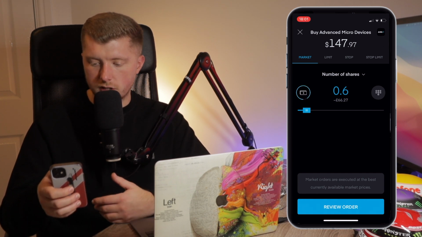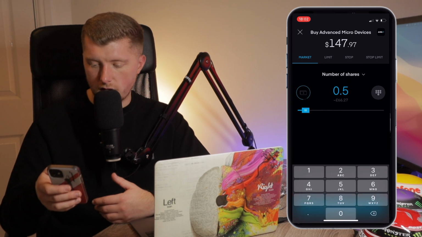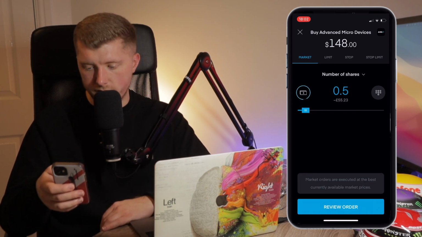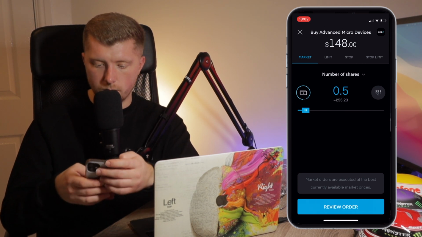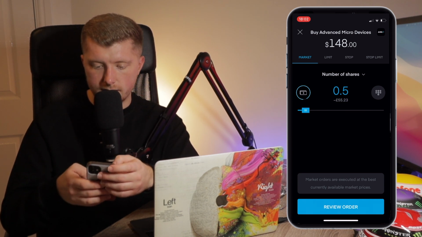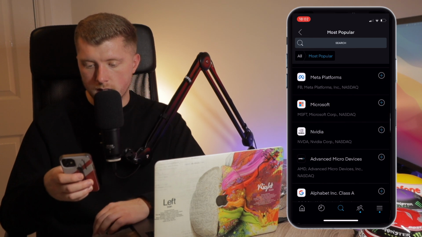0.6 of a share, or you can actually just edit this and do 0.5 of a share as well, which would be £55 instead. And then you would click on review order and go through. I'm not going to invest now, but you could just simply do that quite easily and go through the motions.